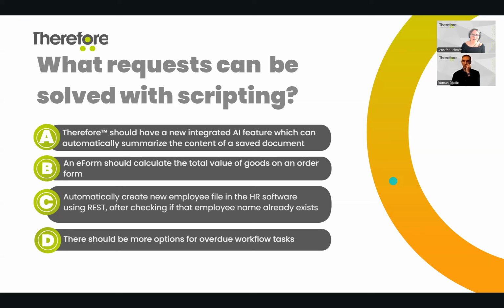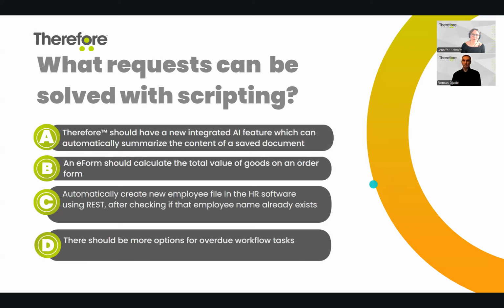And what are the answers? Well, number 1 was, there should be a new integrated AI feature which can automatically summarize the context of saved documents. This was not scripting. This is a feature request. So this is very clearly a feature request because you're really adding a new functionality within the product interface, which does not exist right now.